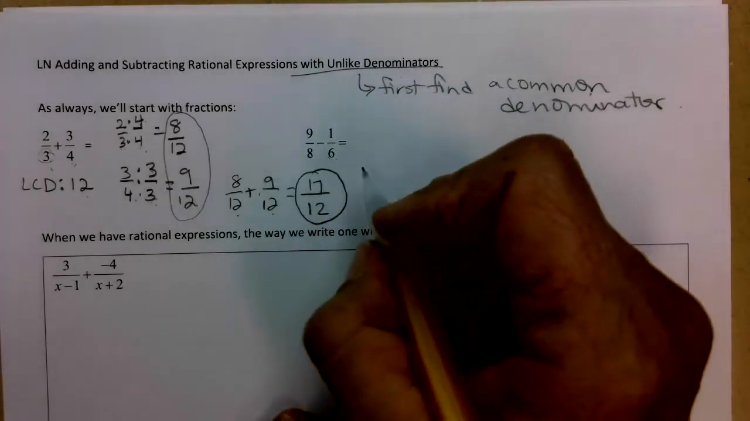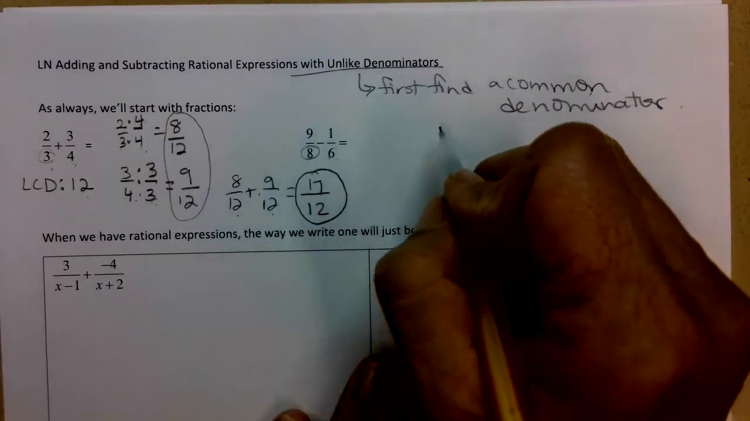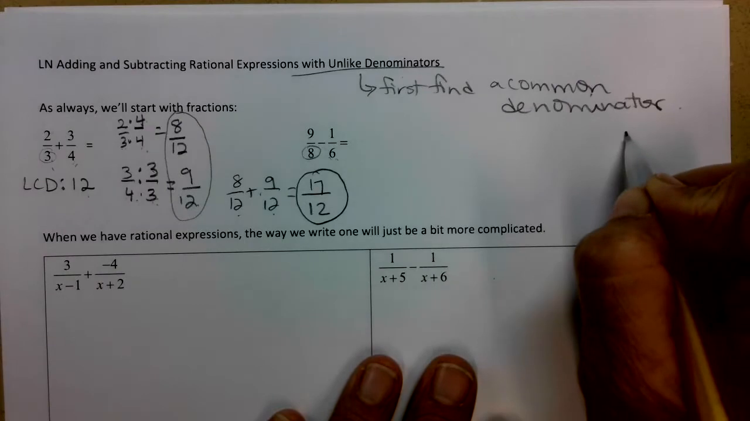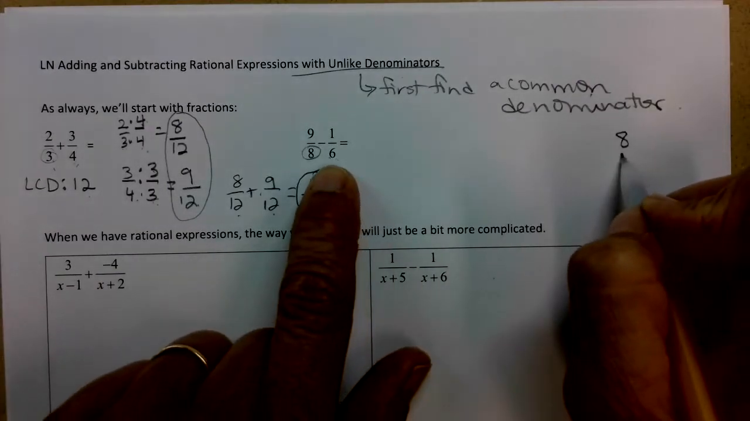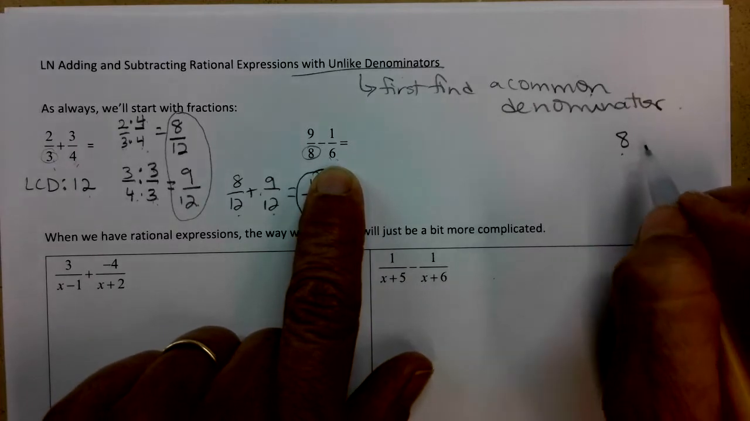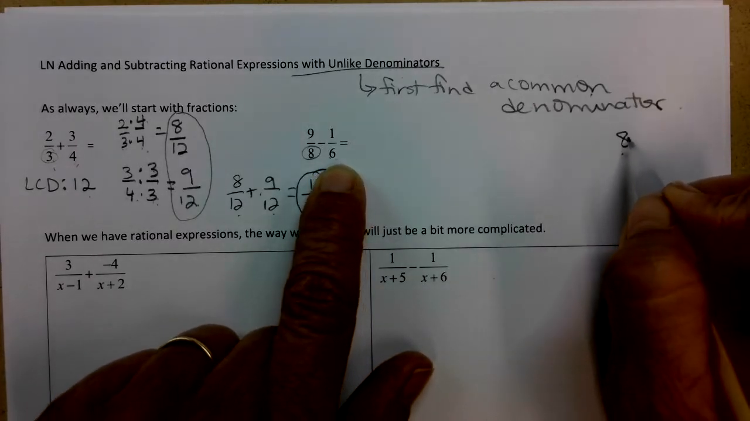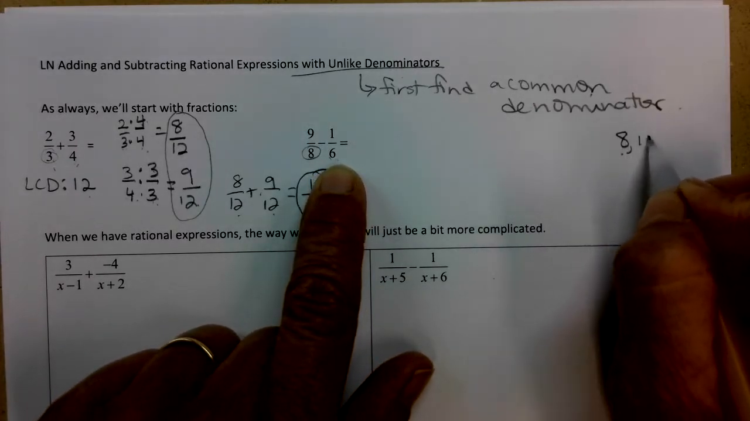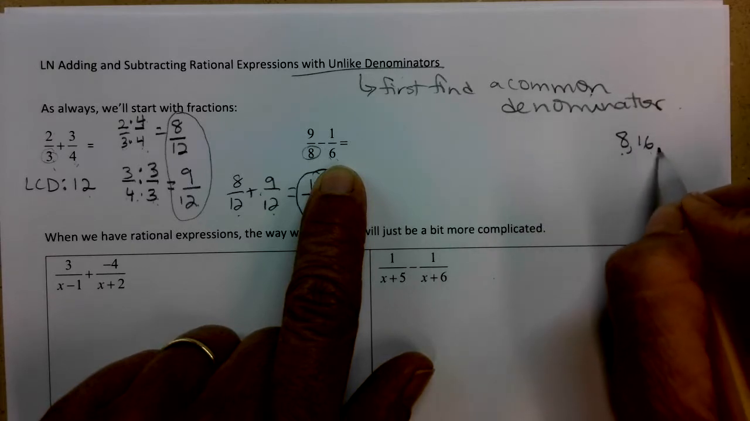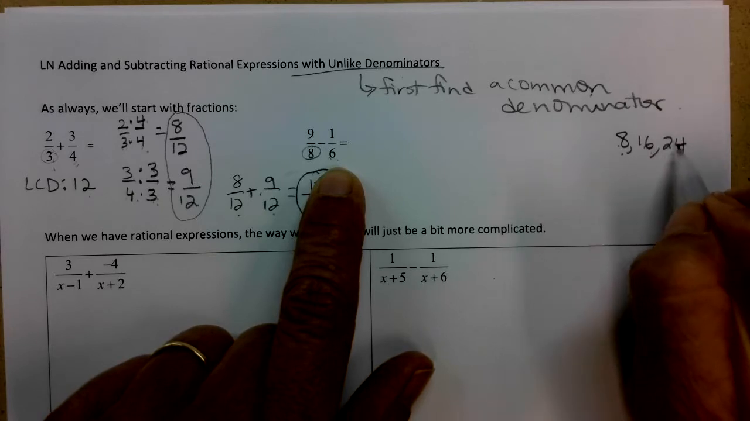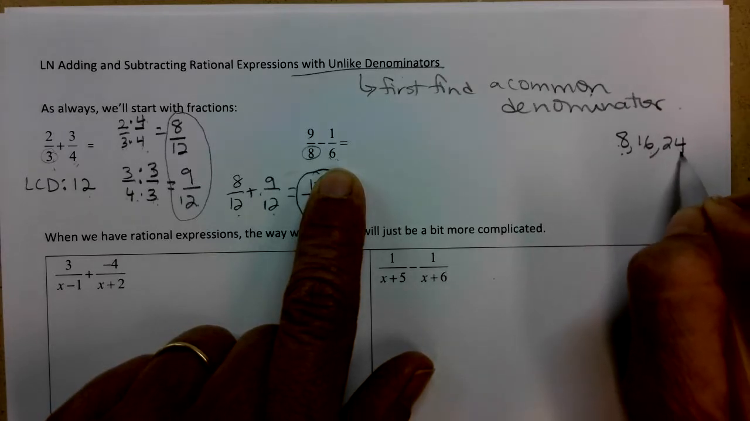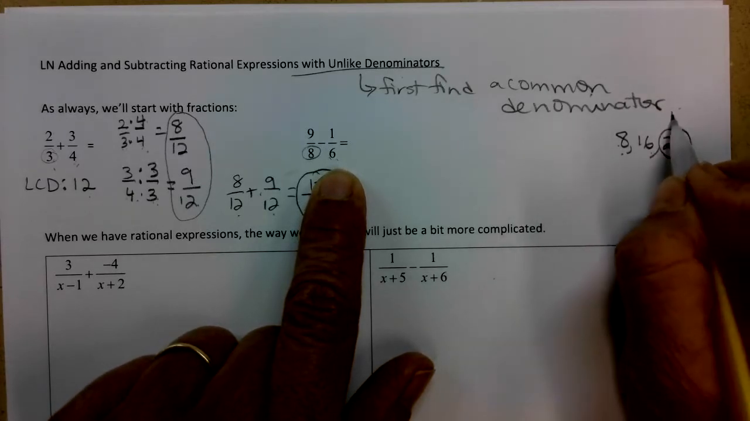So I would take 8. My strategy is I take the biggest number, 8, kind of do a little work over here, and I'm just going to run through the multiples of 8 until I find something that 6 will go into as well. So 6 doesn't go into 8. The next one up is 16. 6 doesn't go into 16. Next one up is 24. Right, so 8 times 1, 8 times 2, 8 times 3. 6 does go into 24. That'll be my LCD.